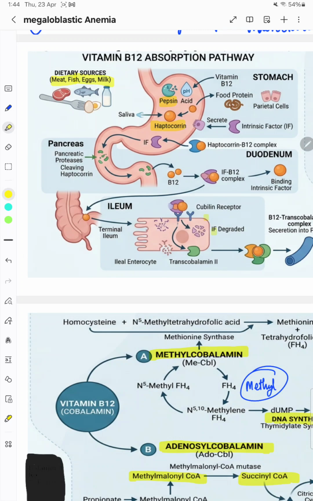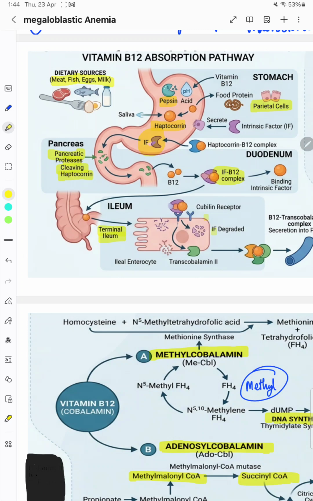Haptocorrin is secreted by the salivary gland. This haptocorrin vitamin B12 complex then reaches the proximal duodenum. In the proximal duodenum, pancreatic proteases cleave haptocorrin and B12 is free again. This B12 now binds with the intrinsic factor, which is secreted by the parietal cells of the stomach. Now this B12 and intrinsic factor complex travels to the terminal ileum.